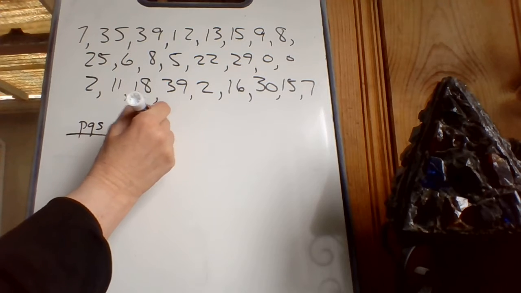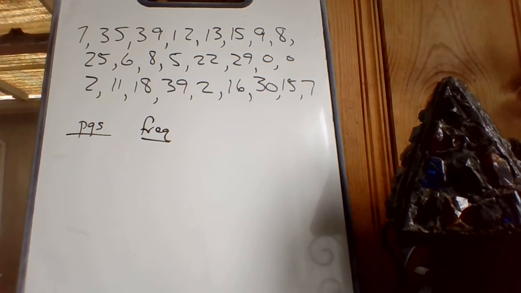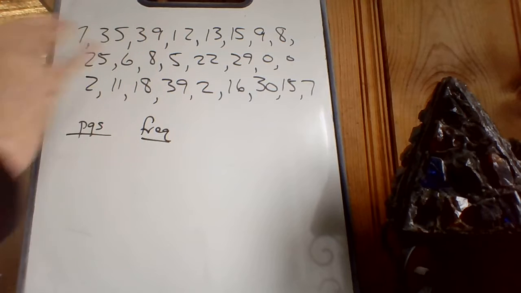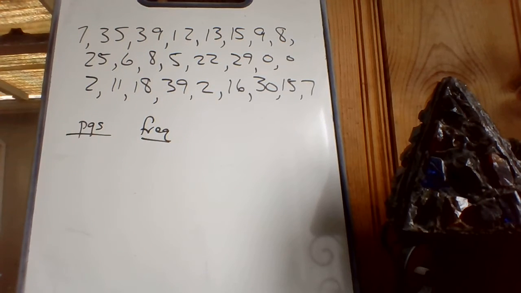Okay, and I'll need a frequency column. That's what it's asking me to do, is to summarize this stuff into something right here. And it says something about 5 classes. If you want to, you could go up to about 7 classes. Somewhere around in there, 4 to 7.